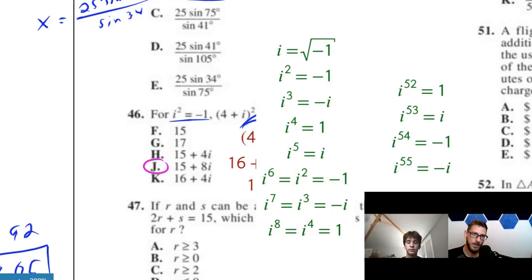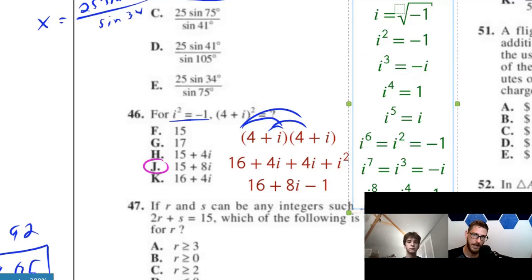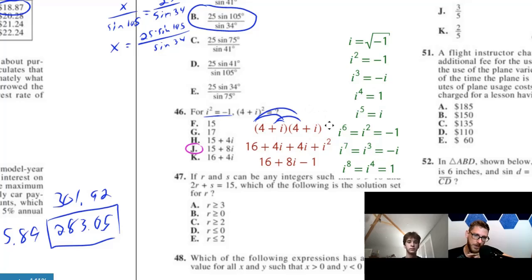All right. So that's how you can use that repeating pattern to jump ahead and find any I you need. Questions on that? No, that makes sense. Cool. All right. Where to next? 47?